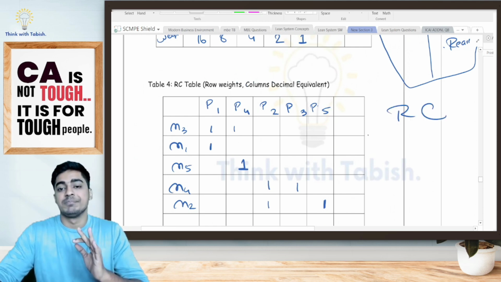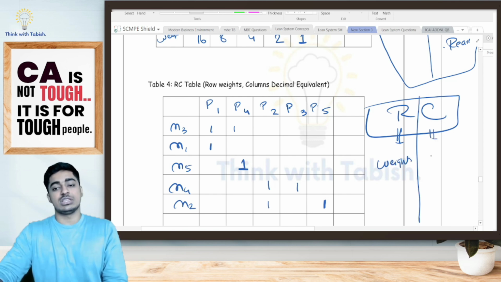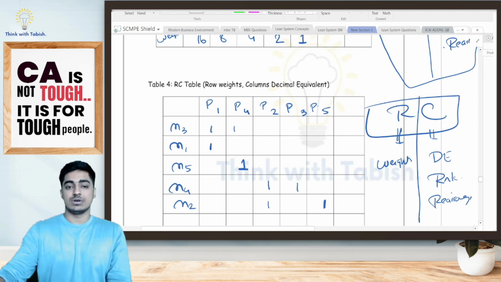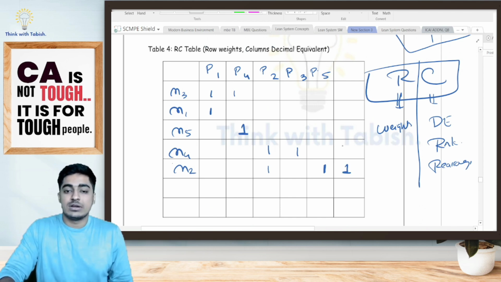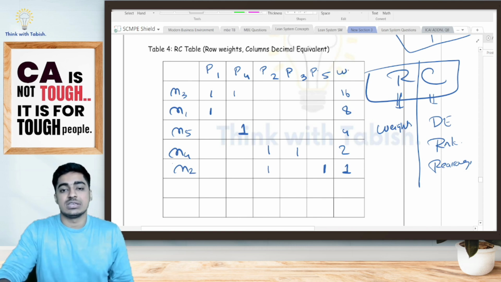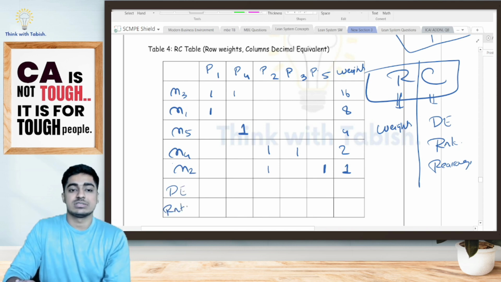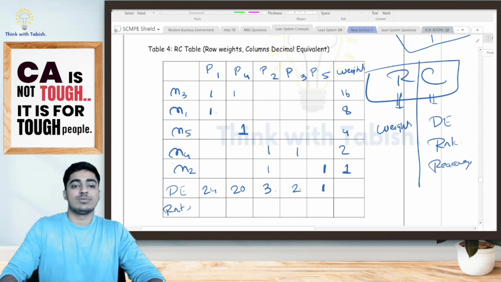What does RC table mean? First for my rows, I'm going to give my weights. Based on that, for my columns, I'm going to do three things: decimal equivalent, ranking, as well as rearranging. How am I going to give weight? From last, 1, 2, 4, 8, 16. For my rows, I have given weight. Based on this, for my columns, I have to calculate my decimal equivalent and give ranks. Now look at this. For P1, 16 plus 8 is going to be 24. 16 plus 4 is going to be 20. Next here, 2 plus 1 is going to be 3. It is going to be 2. It is going to be 1.